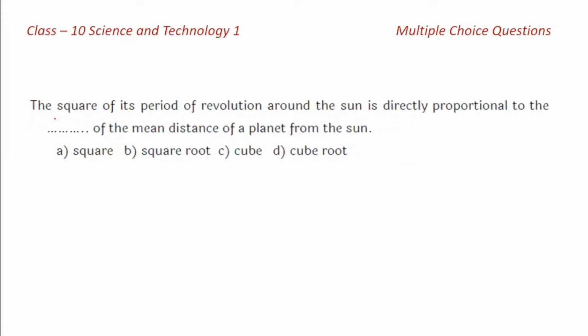Next question is, the square of its period of revolution around the sun is directly proportional to the dot dot of the mean distance of a planet from the sun. Options are square, square root, cube, or cube root. The answer of this question is a cube. The square of its period of revolution around the sun is directly proportional to the cube of the mean distance of the planet from the sun.